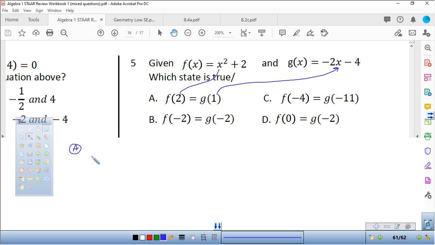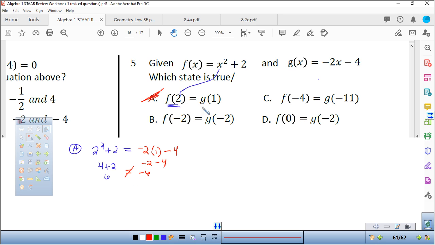So I'm going to get this A right here. You're going to have 2 squared plus 2. Is that equal to when you get a negative 2 times a 1 minus 4? This gives me 4 plus 2, which is 6. This over here gives me negative 2 minus 4, which is negative 6. Are these equal? No. So A is not my answer.